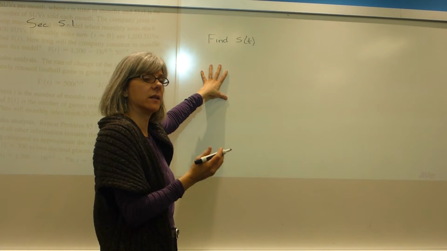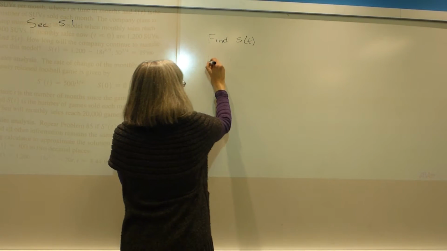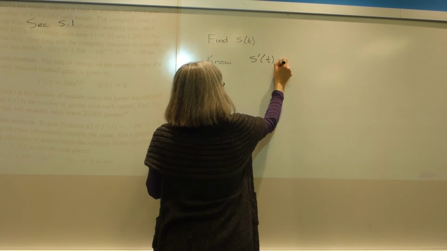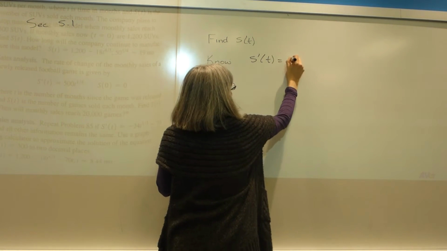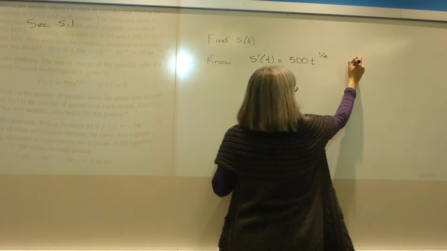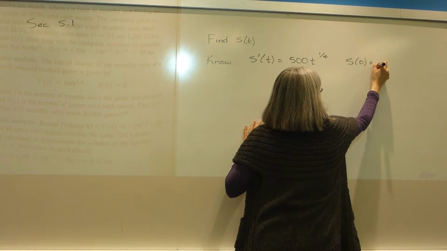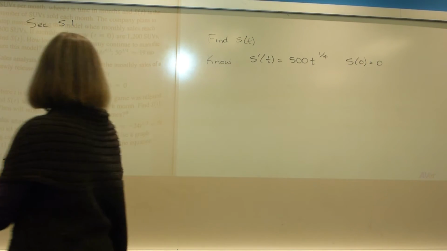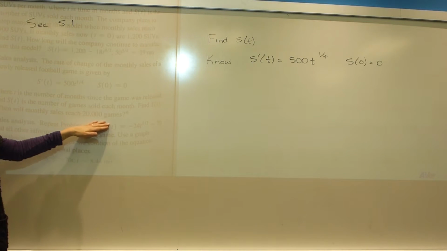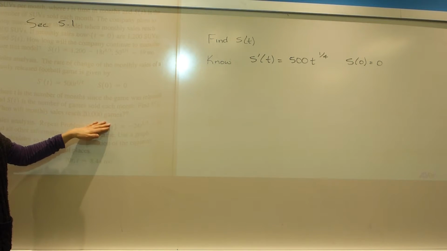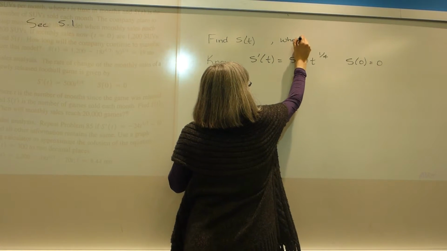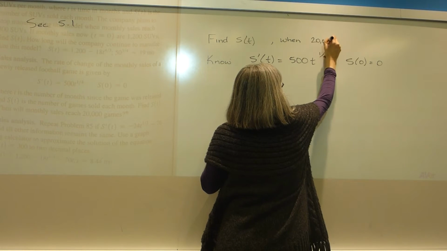Find S of t. So now, let's write down what we know. It gave us S prime of t is equal to 500 t to the 1/4. And we also know that S of 0 equals 0. The first thing it says is to find S of t, and our secondary question is when will the monthly sales reach 20,000 games? So that's our second question. So find S of t, and when will we get up to 20,000 games?